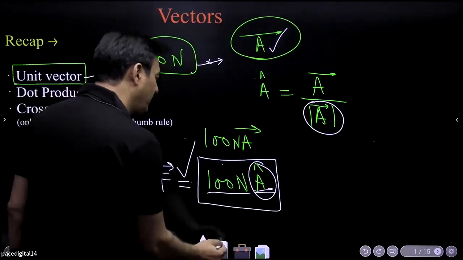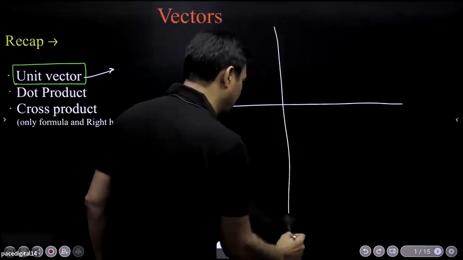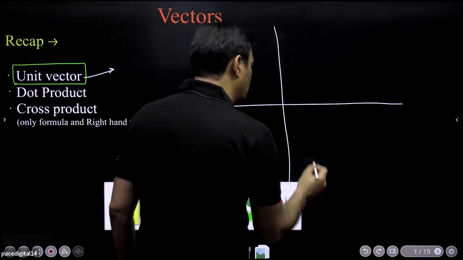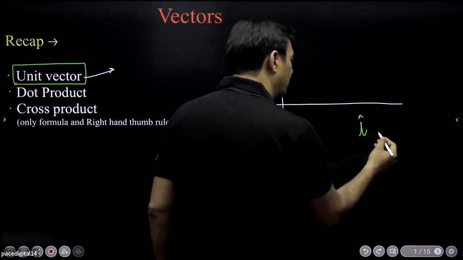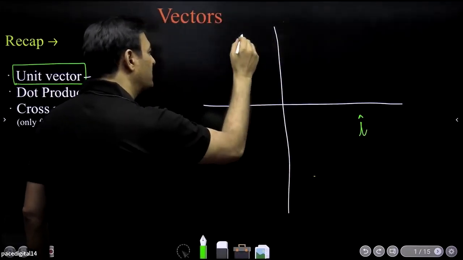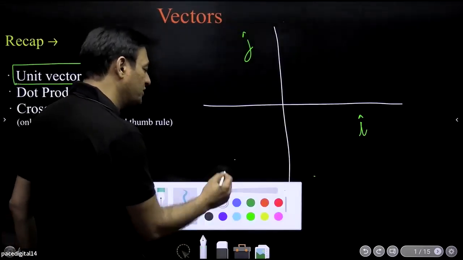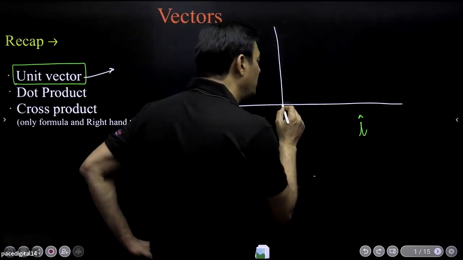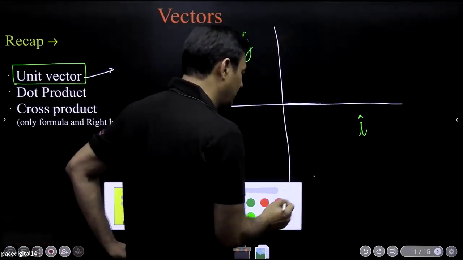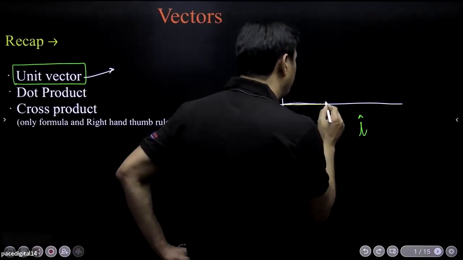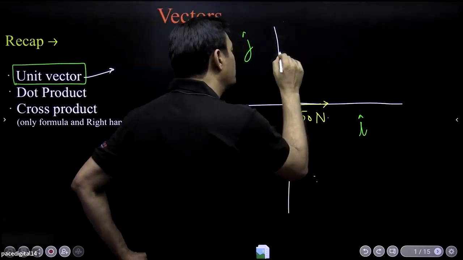Now please pay attention. This is the x-axis, this is the y-axis, and there is a unit vector along the x-axis. What is a unit vector along the x-axis called? I cap. J cap is a unit vector along the y-axis. Suppose there is a force which has a component along the x direction with magnitude 50 Newton, and a component along the y direction, which is 100 Newton.